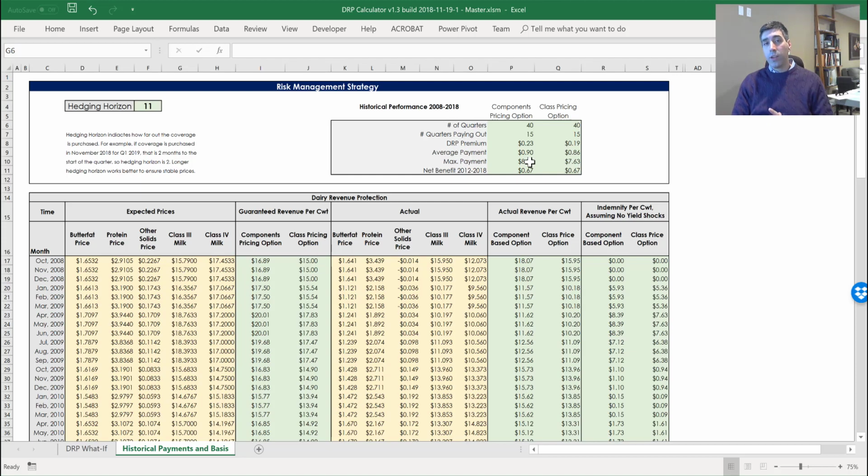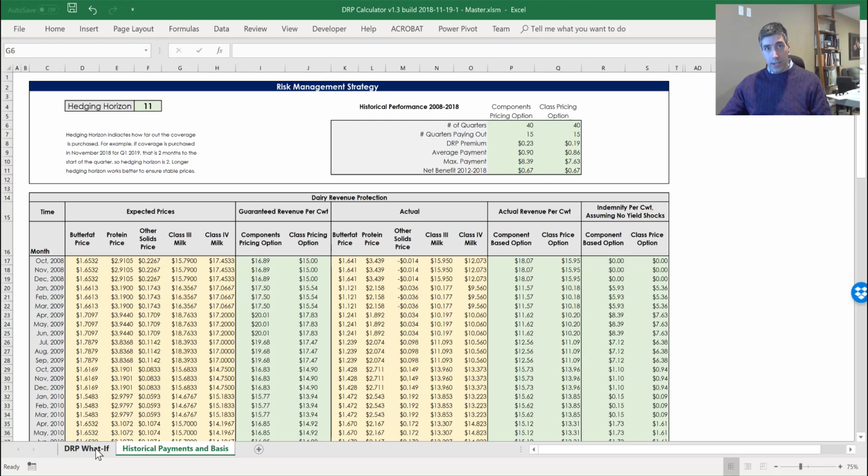What if we had a disciplined dairyman who regularly hedged over the last 10 years using their ERP, if their ERP had existed, but they wanted to just go 2 months out. Instead of 11 months out, let's go 2 months out. So here the net benefit is 67 cents, which means that over the last 10 years, the dairyman using 11 months out returned all of the premiums paid, came back to him or her in the form of indemnities, and then on top of that, they collected 67 cents per hundredweight protected.